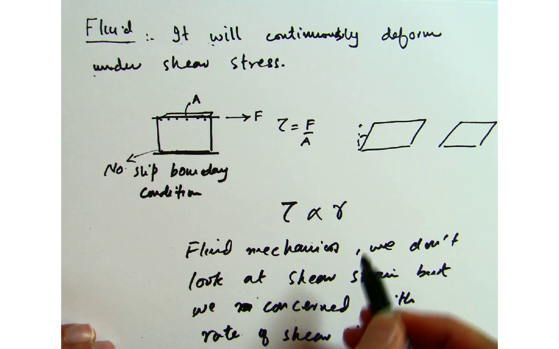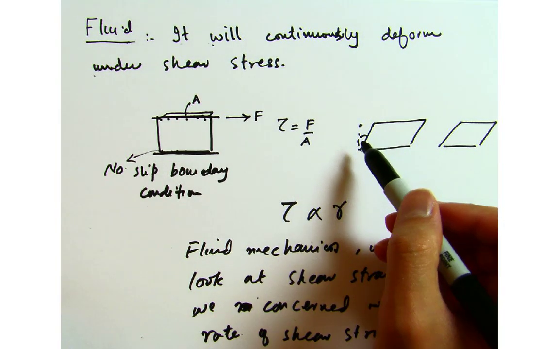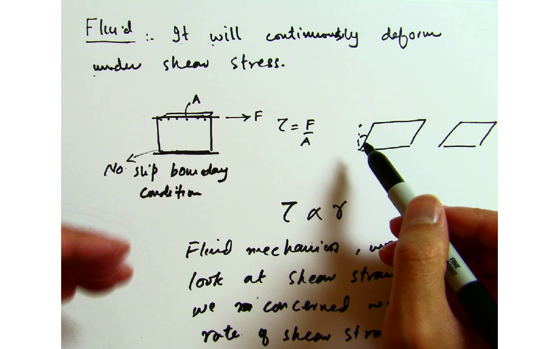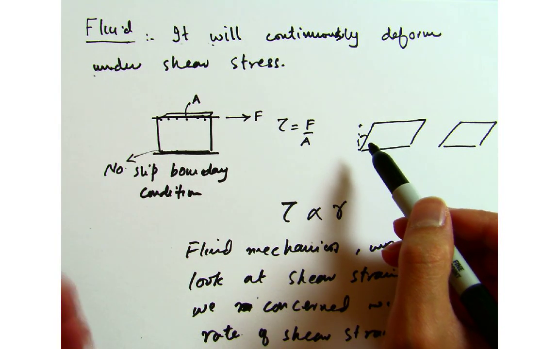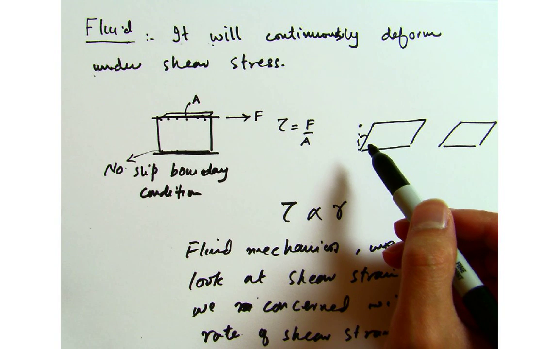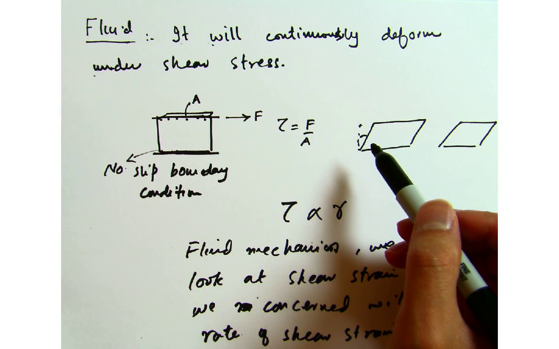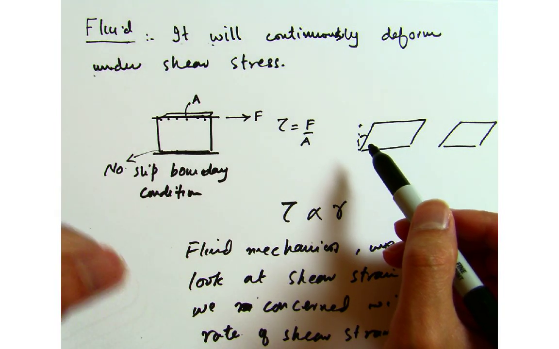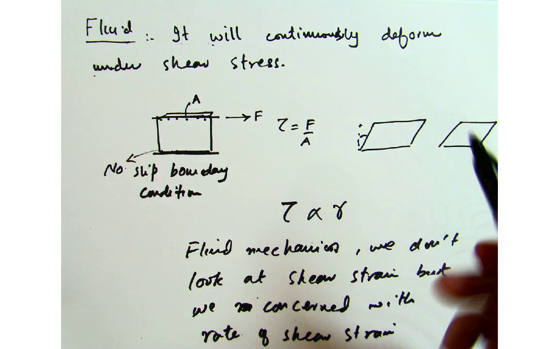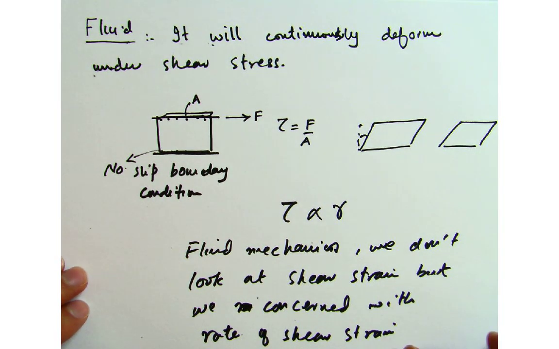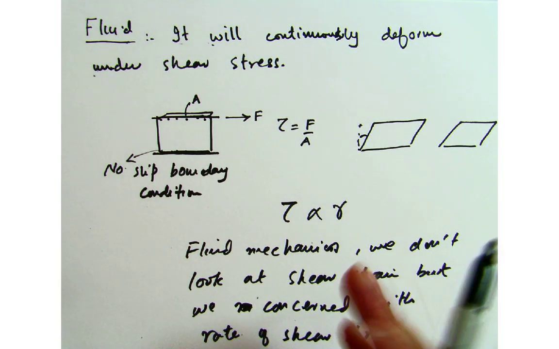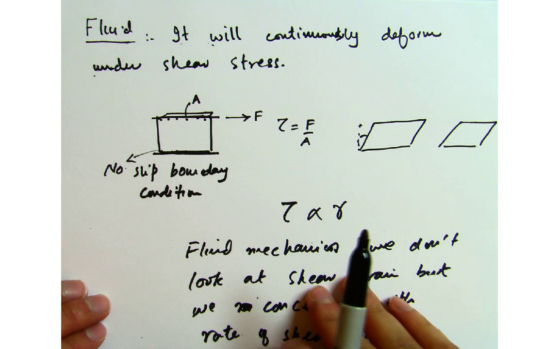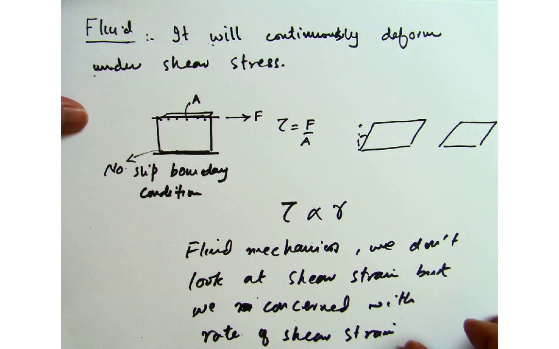So what it means is how this deformation is happening over time. In some fluids it will happen faster, in some other fluids it will happen slower. In the case of oil, it will be happening slower. In the case of air, it will be faster, and that's how we define the rate of shear strain: over time, how things are deforming.